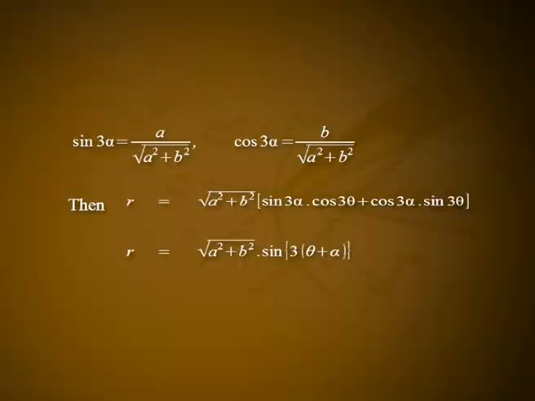Fifth one, when r is equal to a cos 3 theta plus b sin 3 theta, introduce sin 3 alpha is equal to a by square root of a square plus b square and cos 3 alpha is equal to b by square root of a square plus b square. Then r is equal to square root of a square plus b square into sin 3 alpha cos 3 theta plus cos 3 alpha into sin 3 theta. R is equal to square root of a square plus b square into sin 3 into theta plus alpha.